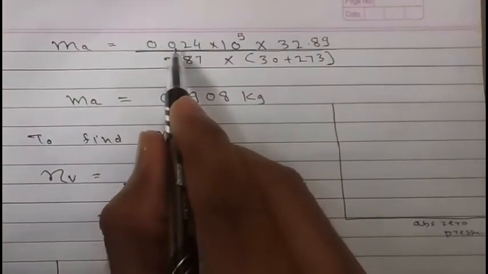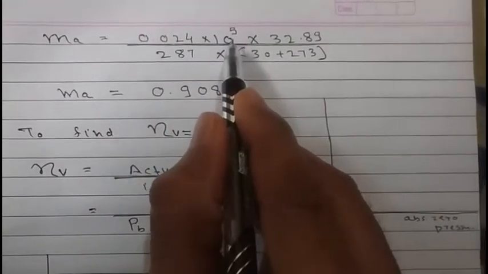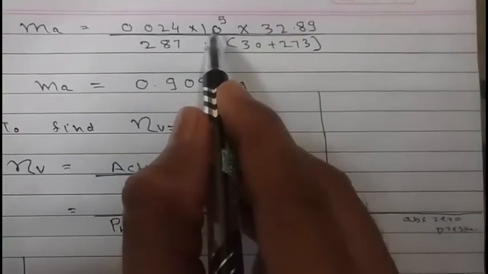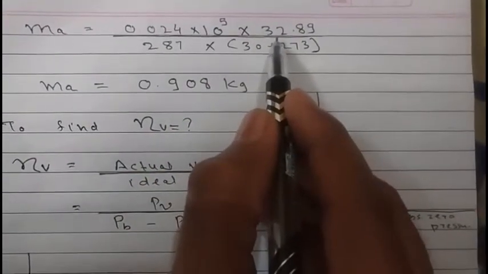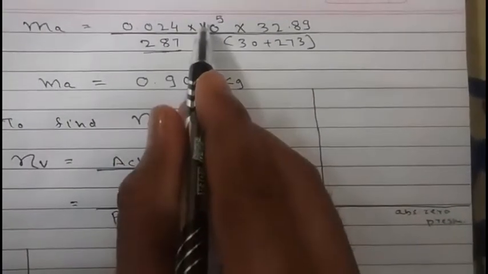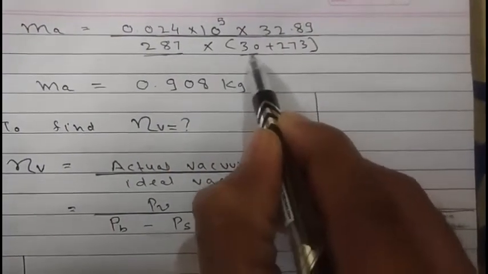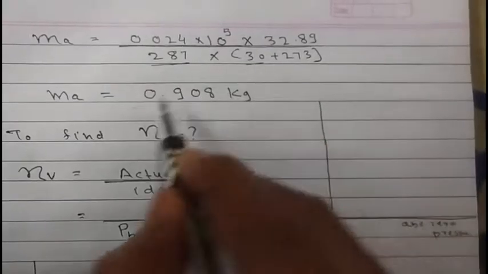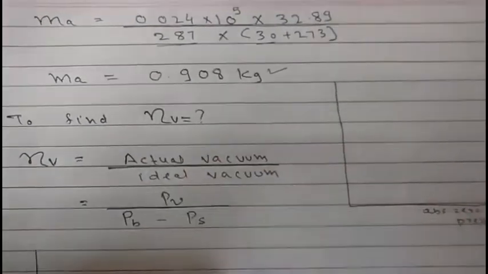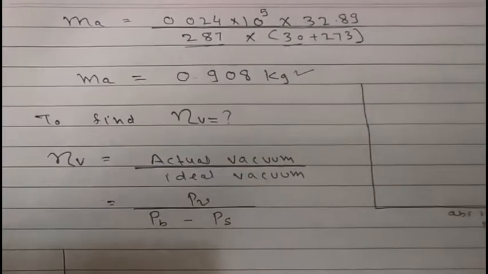Remember that PA is given in bar, 0.024 bar, converted into Newton per meter square by multiplying with 10⁵. Then 32.89 meter cube per kg. We have taken the R in joule per kg, that's why we have converted this bar into Newton per meter square. And temperature is given as 30 plus 273 Kelvin. If you do the calculation, you will find out MA is 0.908 kg. So this much amount of air is present inside the condenser.